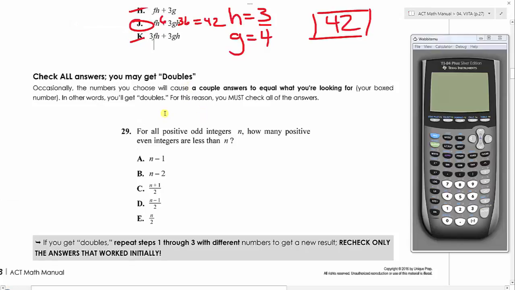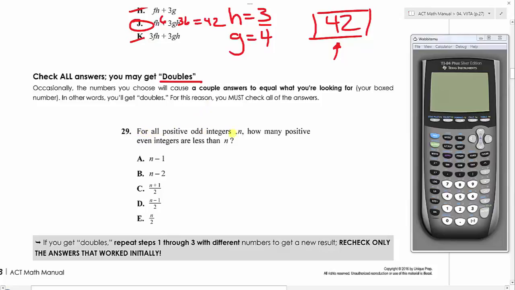Now, checking all answers. We had said in step 4 that we always want to check all of the answers, and the reason that we want to check all the answers is because we may get doubles. We may get multiple answer choices that kick out our box number. So for instance, we have this 42 in a box up here. There is a possibility that you're going to throw the numbers that you have chosen into the answer choices, and multiple answers are going to give you that 42. Take a look at number 29 here. Let's read it all the way through.